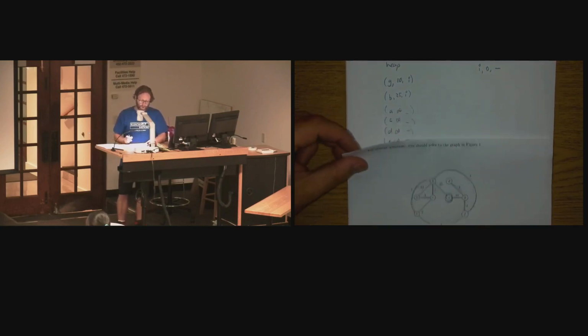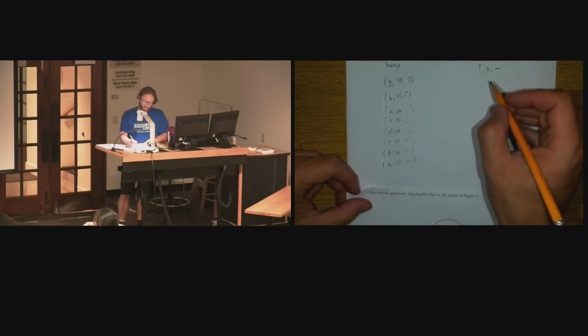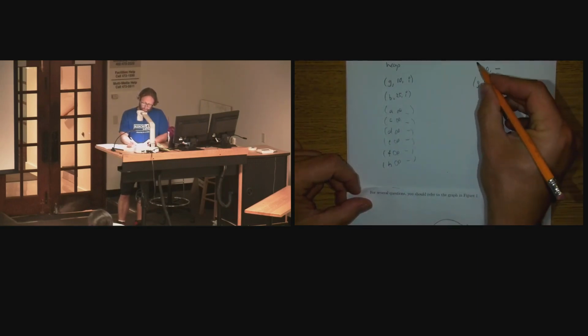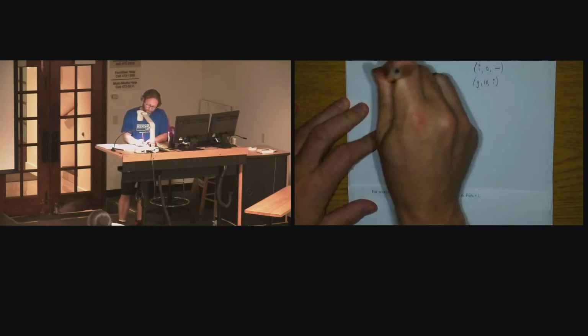Now on the next iteration, I choose the minimum here, which is going to be, of course, G at 10 with a predecessor of I. And so now that's out of the heap.